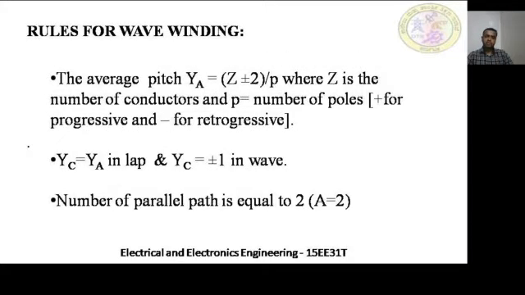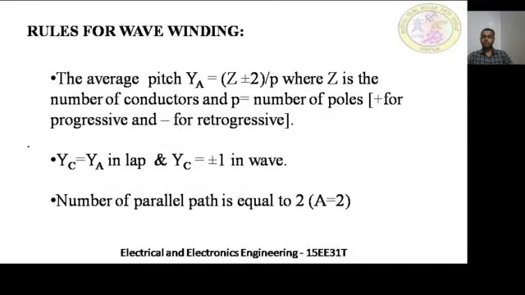Next, the fifth rule, the average pitch. Average pitch is represented by YA equal to (Z plus or minus 2) by P, where Z is the number of conductors and P is the number of poles, and plus is for progressive and minus is for retrogressive. So the average pitch is equal to (Z plus or minus 2) by P.